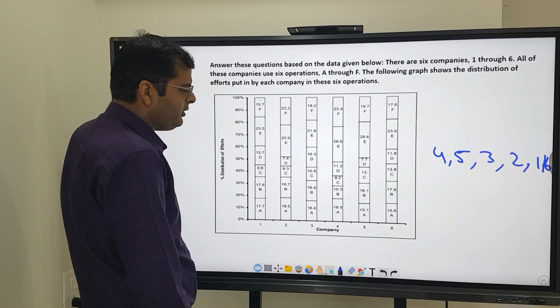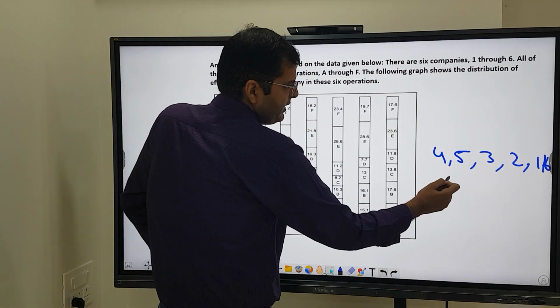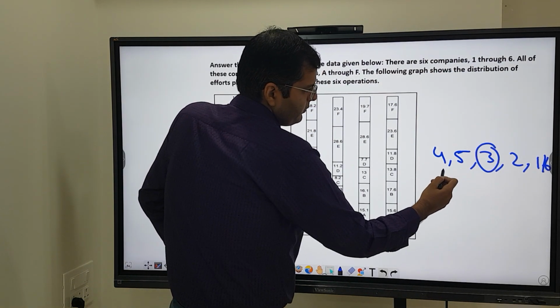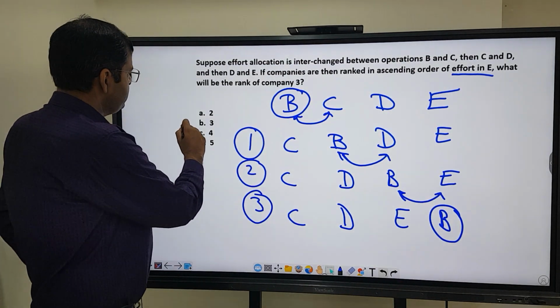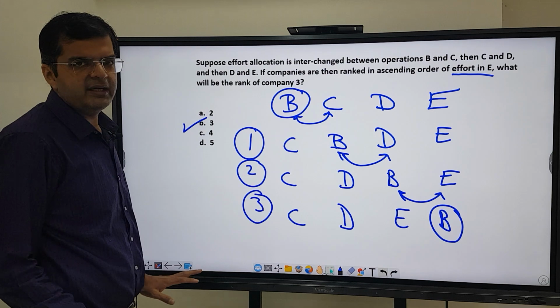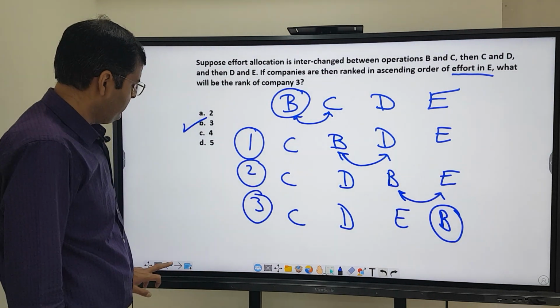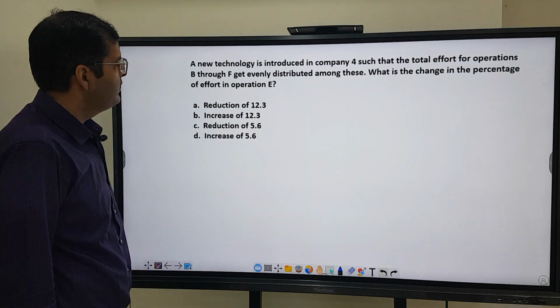We are only worried about company 3. So company 3 over here has the third spot. So 1, 2 and 3. So company 3 has the third spot. So answer option B, 3, is the correct answer for us. Okay, we'll look at the next question of the set now.